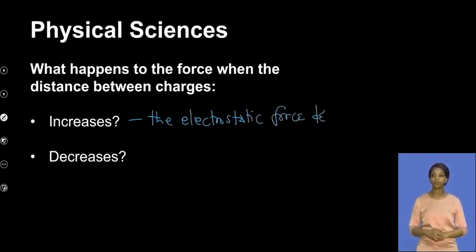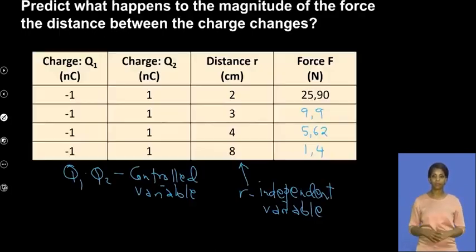Okay, there's a decrease in the electrostatic force. But if we decrease the distance, so it means if we go back, here would say moving upwards from 8 centimeters to 2 centimeters, what is happening to distance? Distance is actually getting shorter and shorter. What's happening to the magnitude of the electrostatic force?